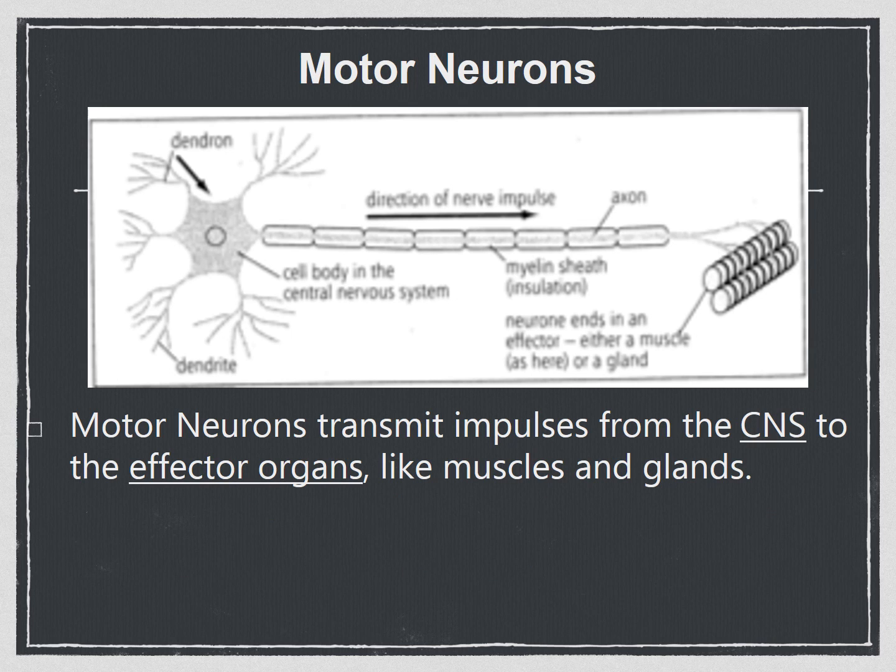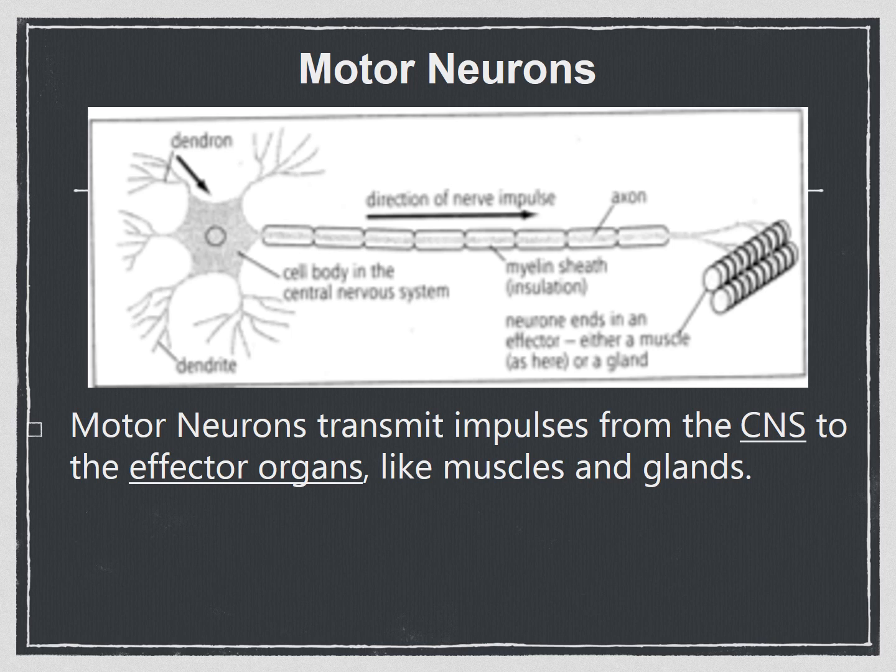The second type of neuron that we are talking about is called a motor neuron. Motor neurons transmit impulses from the central nervous system out to effector organs, like the muscles and glands. If you remember from yesterday's notes, the term effector applies to anything that has an effect on your surroundings and helps you with your responses.